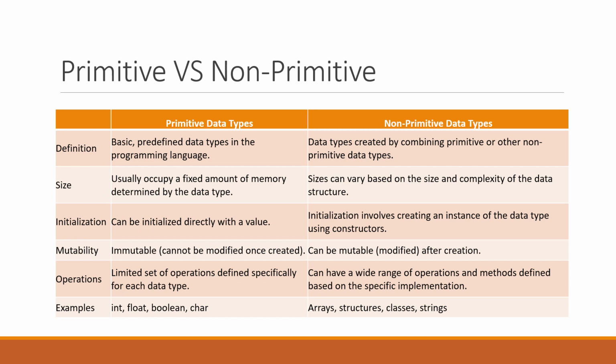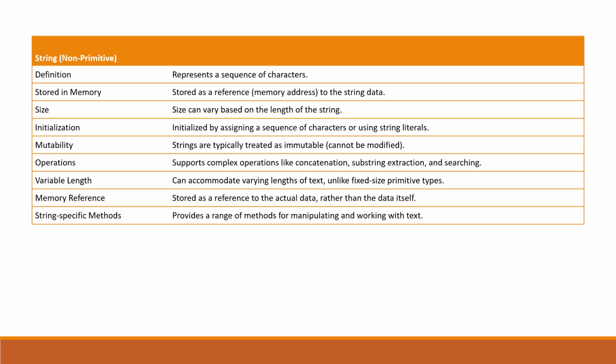So as I mentioned, string is a non-primitive data type, but how is it non-primitive? Let's talk about it in the next slide. In the last slide, you saw some of the differences between primitive and non-primitive data types. So strings are non-primitive data types.